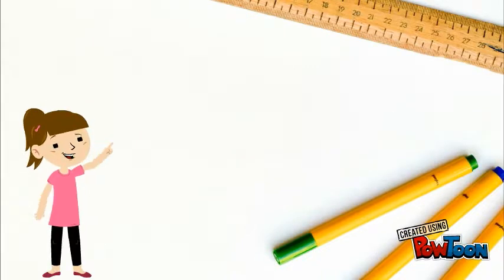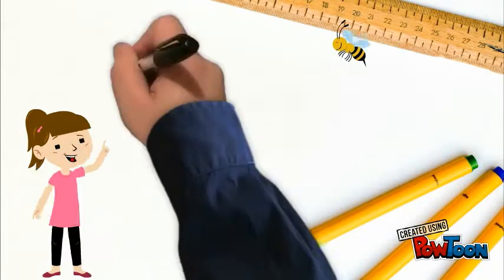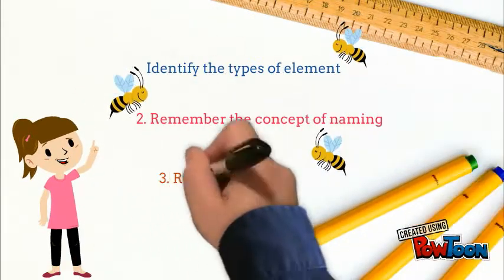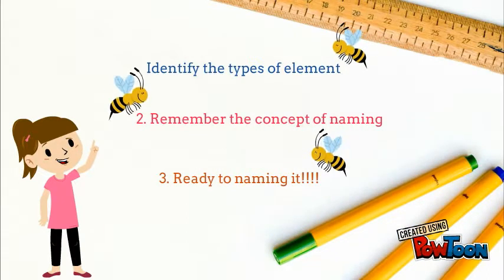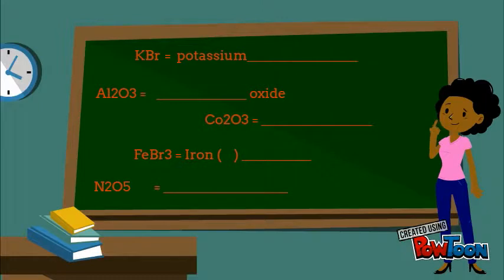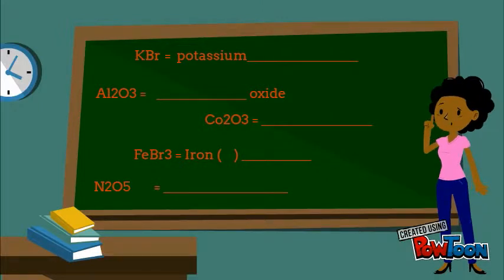Before we start, please remember these few things. Number one, you need to identify the element first, remember the concept of naming, and you are ready to name it. So, shall we start now? We have about five questions to be answered. I will give you some time to try to answer them. Once you are done, let's check it together.